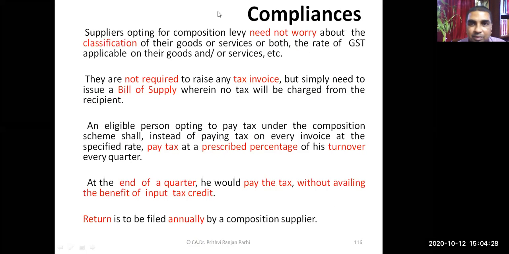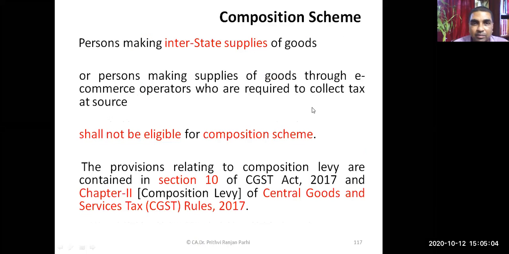You know this thing. A composition dealer need not worry about the classification of the goods, because broadly he has to pay tax at a flat rate. Okay, maybe at different rates which you have already discussed. He is also not required to provide tax invoices. He has to pay tax at a prescribed percentage, and he has to pay tax at the end of the quarter without availing the benefit of ITC. And one annual return is also required to be filed by a composition dealer. He cannot make interstate supplies. If a person makes interstate supply of goods, then he shall not be eligible for the composition scheme.